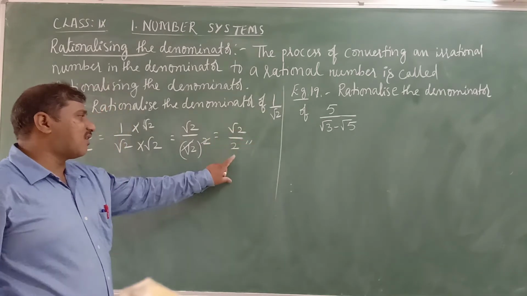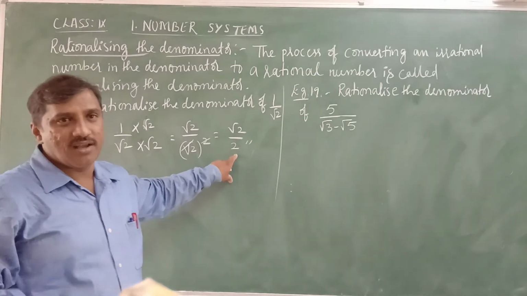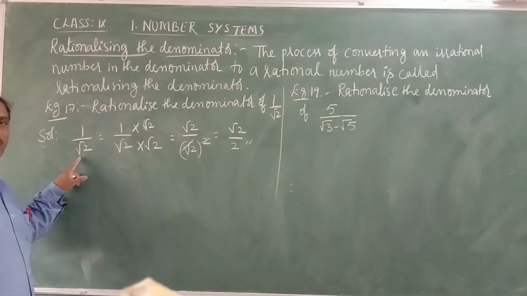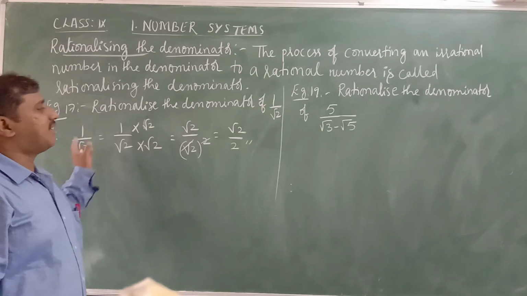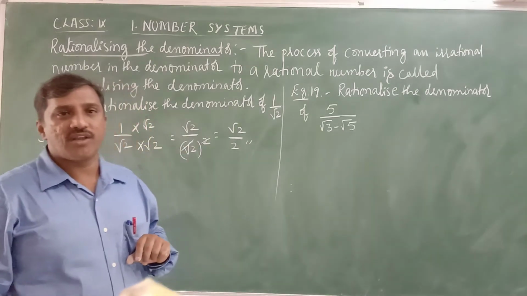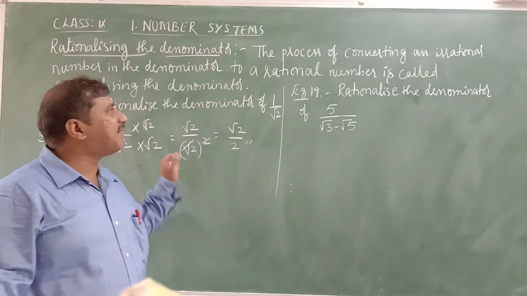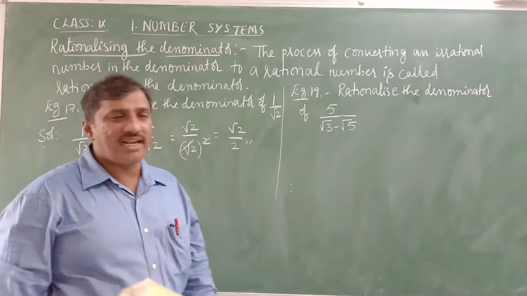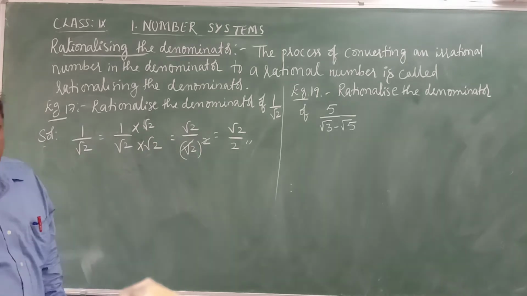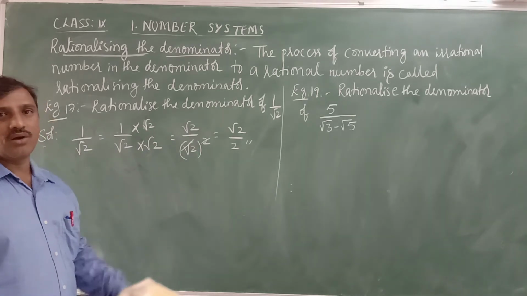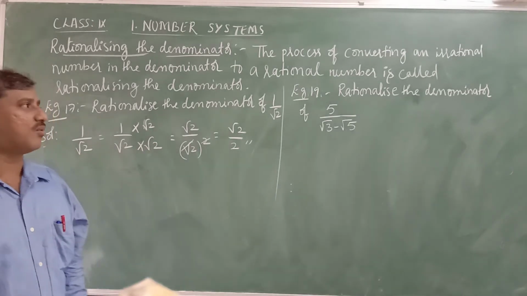So now the denominator, which is 2, is a rational number. Our question had root 2, which is an irrational number. We have converted this irrational number to the rational number form, 2. Clear? This method is known as rationalizing the denominator. Here root 2 is called the rationalizing factor of root 2.